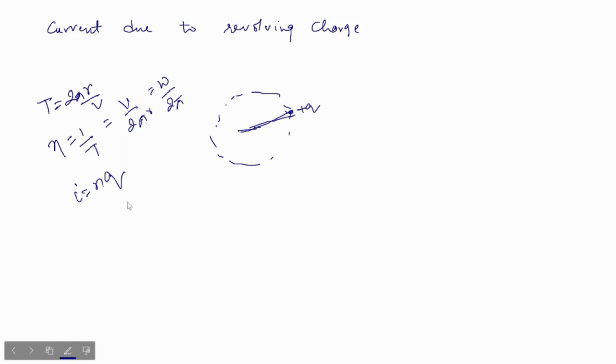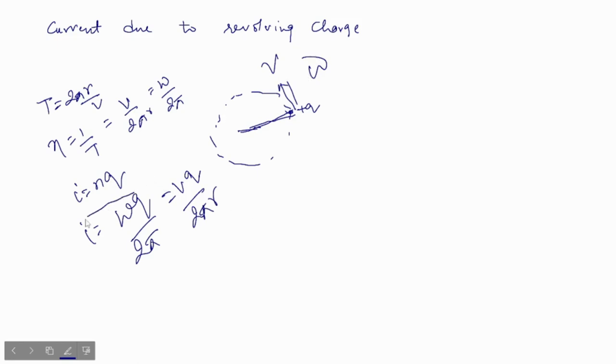Now you can replace this. I will be omega q by 2 pi. n is your frequency, right? That means vq upon 2 pi r. This is, you can say, the velocity, v velocity. So this will be your current due to a revolving charge q in a circular path.